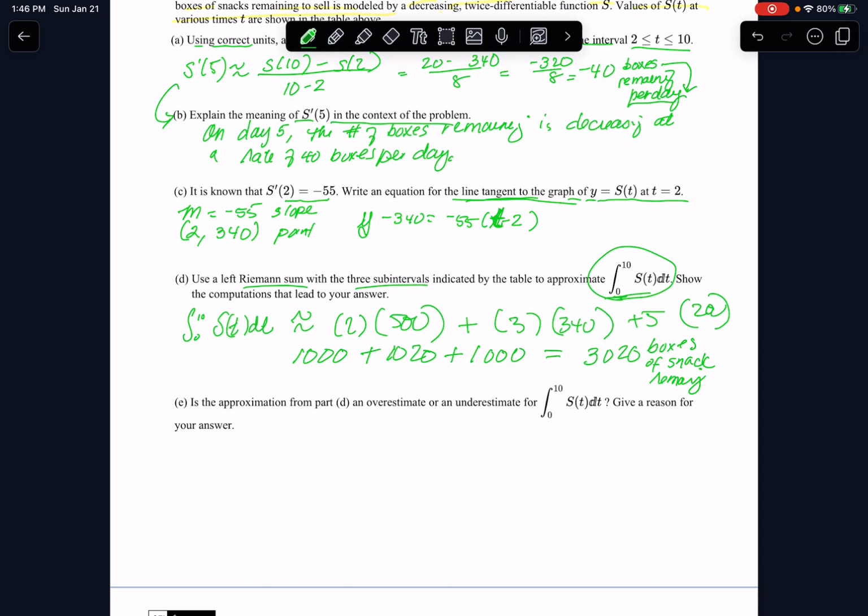So that doesn't make sense. Did we do something wrong? The integral from 0 to 10 of S of t. Okay. So we started with 500.